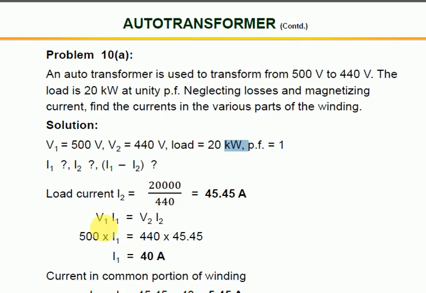From the transformer ratio we know that V1 I1 is equal to V2 I2. We have the values of V1 and V2, and I2 we have calculated from here, so from here we can find the value of I1. In the same case, the current in the common portion is I1 minus I2. Here I1 is 40 and I2 is 45, so the difference is 5.45, and the negative sign shows the direction only.